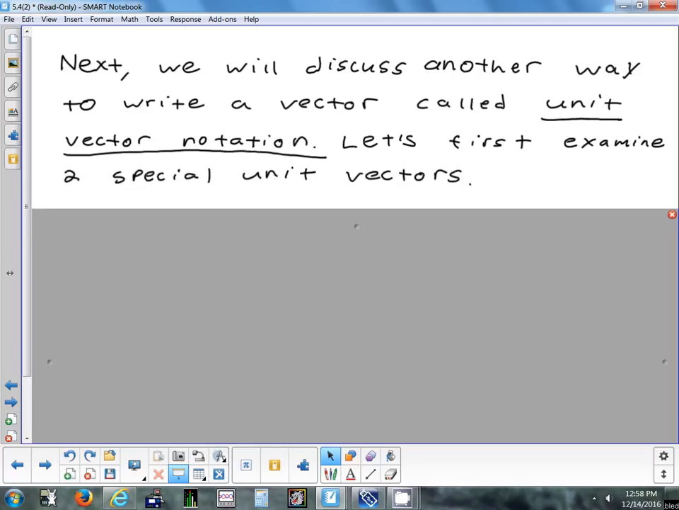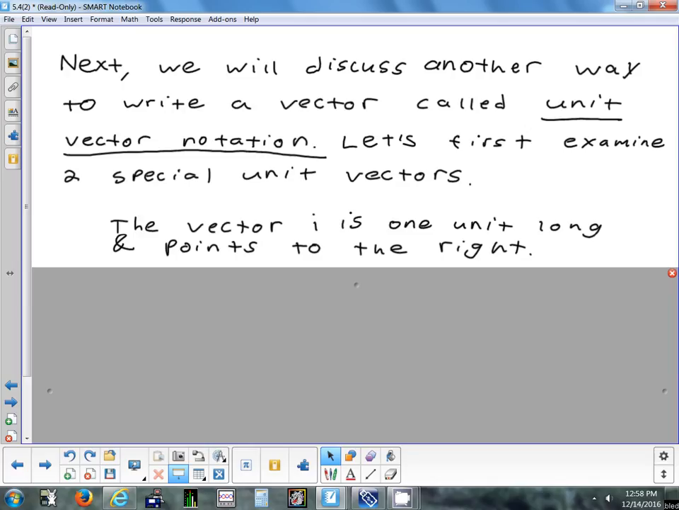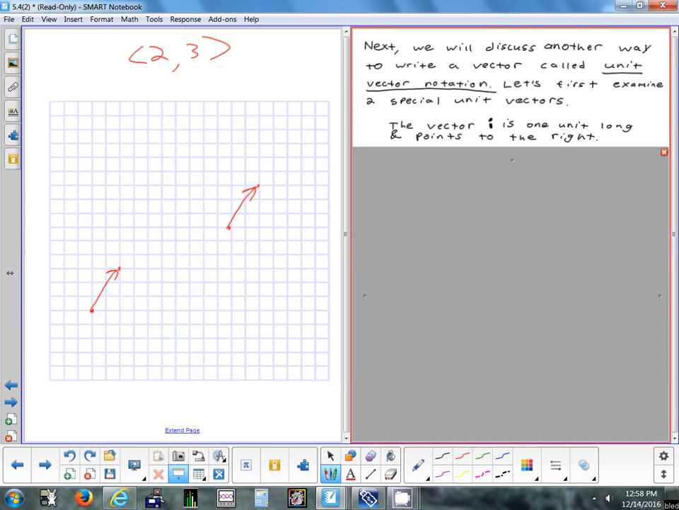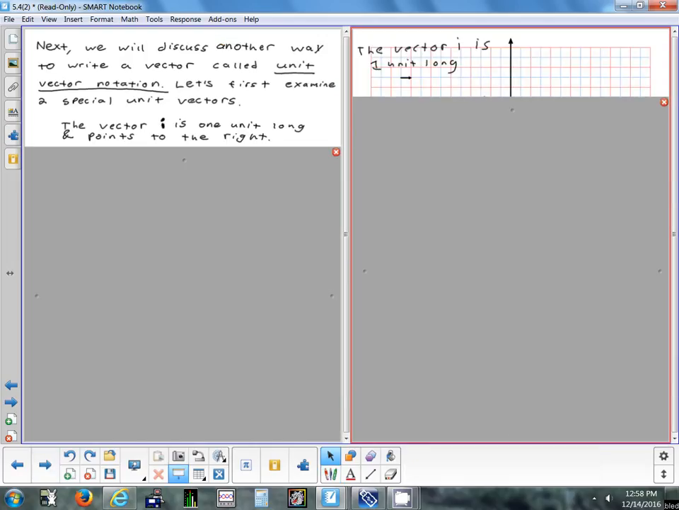So I'm going to show you two special unit vectors. They have names. The first one is i. i is a special unit vector, and it's a unit vector that points to the right. If you want to see a picture of it, there's a picture of it at the top of the next page. That's the unit vector i. It's 1 unit long, and it points to the right.